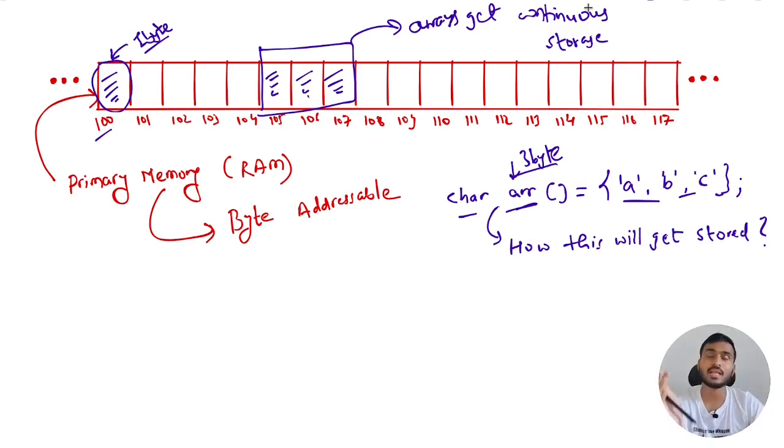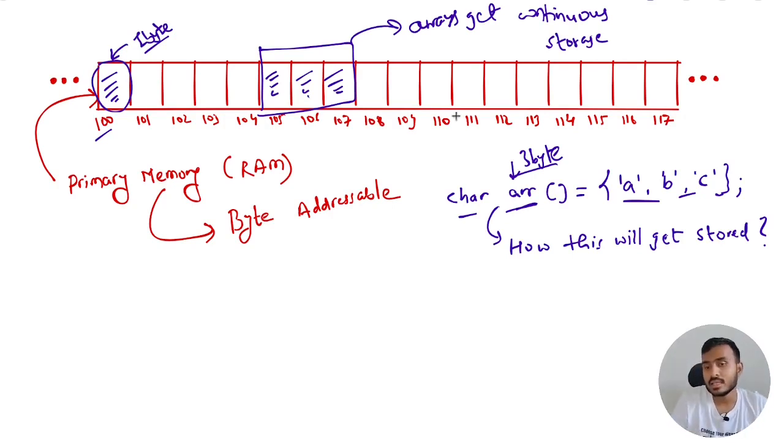If we keep related things together, it's going to be easy to access them and easy to get them. That's the only reason that whenever we talk about arrays, it's homogeneous data and the things are related to each other. That's why, in order to simplify access and reduce access time, we keep the data together, and that's why arrays get continuous storage. So I hope you're clear with this point.